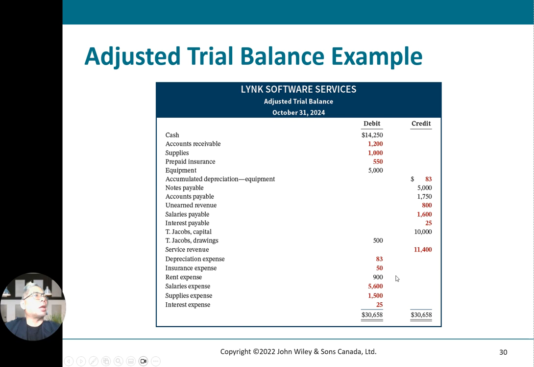The key point is that all the debits and credits have to balance. All the debits are 30,658, the credits are 30,065. If it is not balanced, there's something wrong and you have to go back and adjust. Look piece by piece, one by one, to find where the entry is wrong.